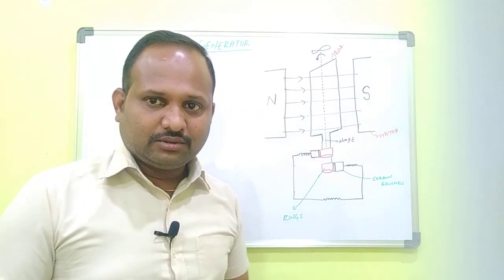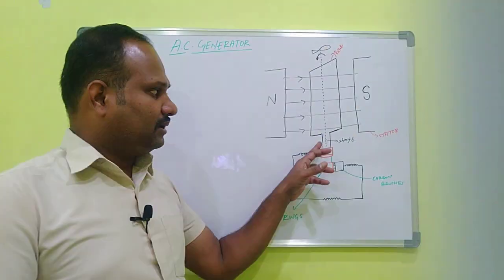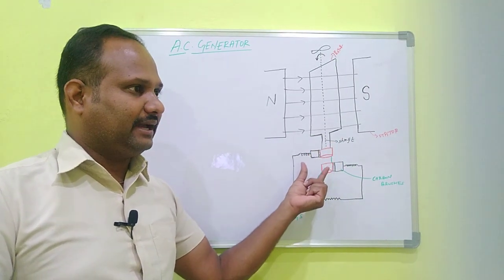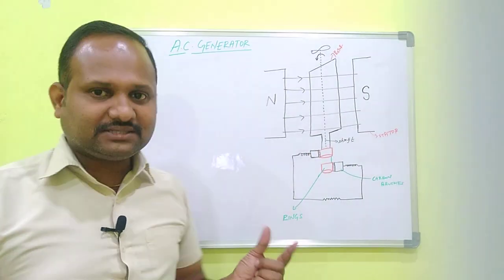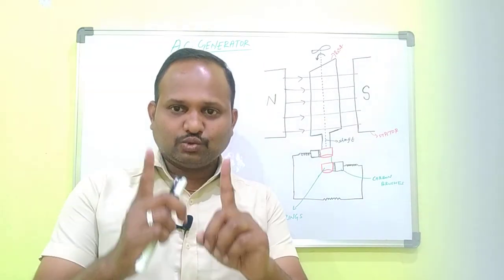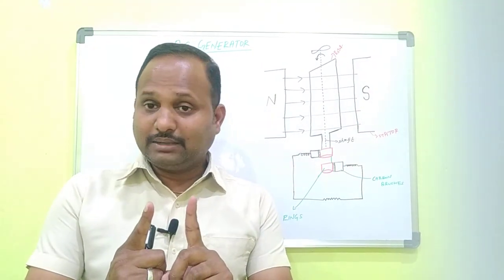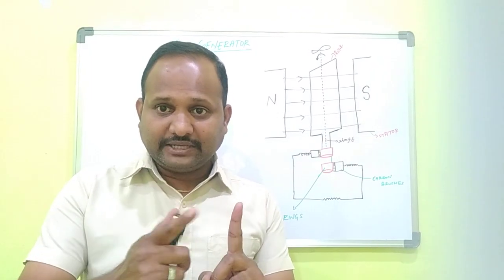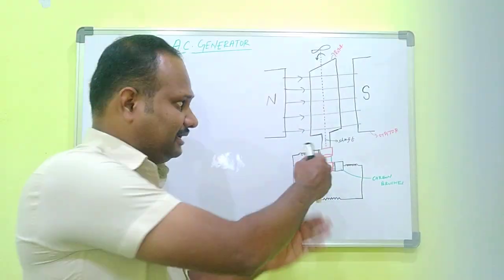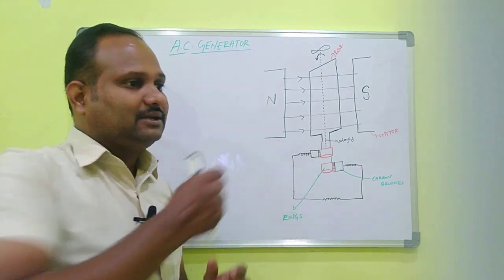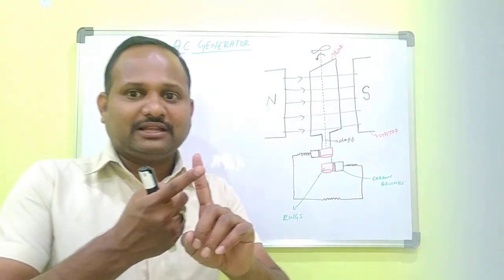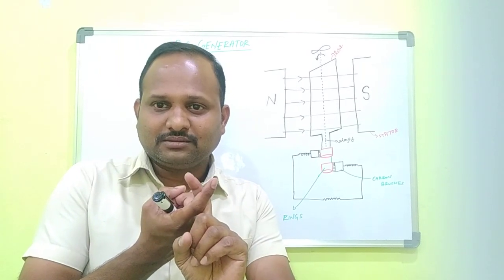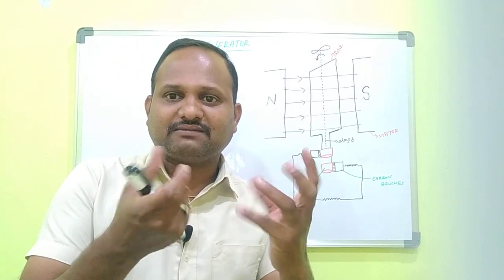What can we do? Here one end acts like a positive and another end acts like a negative. Then we are taking a wire from these two ends. But note that the rotor coil is rotating. When the rotor coil is rotating and we are taking the wire from the two ends, then the wire gets twisted and the wire breaks because of the twisting.